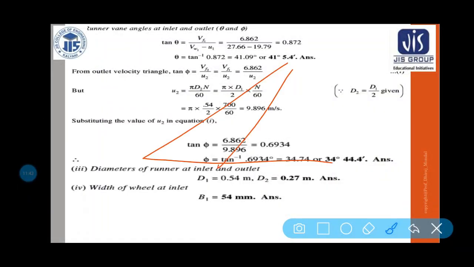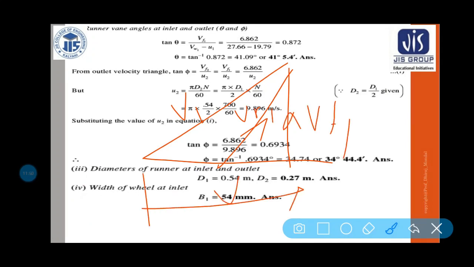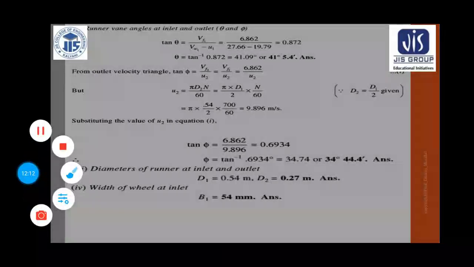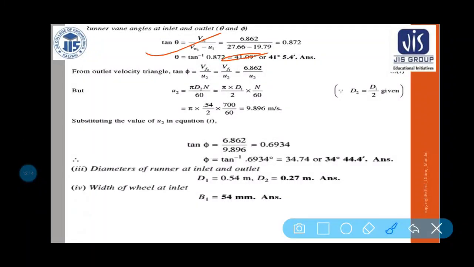This is your velocity triangle. Again I am drawing V1, this is your VR1, this is your VF1, this one is your VW1, and this one is your U1, this is your alpha, and this is your theta. So tan theta I can write as VF1 by this total minus this, isn't it? So VW1 minus U1 is the denominator for tan theta. All the values you have got previously. So 49.09 degrees is the answer, that is your theta.